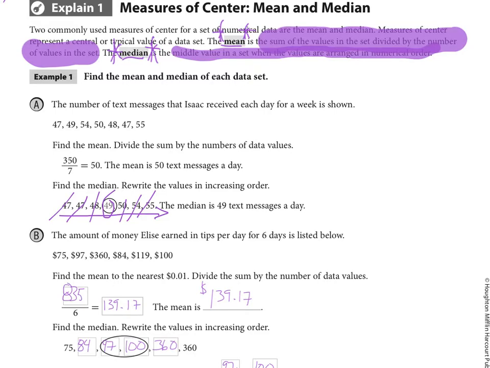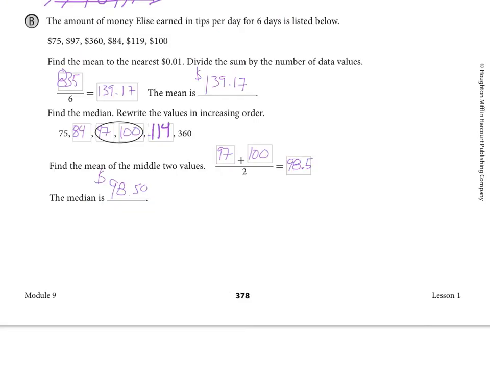Again, example B, I know you can see it right there, but pause the video, go through it. So hopefully you paused and went through example B. Here we see that we're given a bunch of tips and we're asked to find first the mean. So the total number that I got for the tips was 835 divided by the 6 days that Elise works. It gives me $139.17 per day. That's the mean.